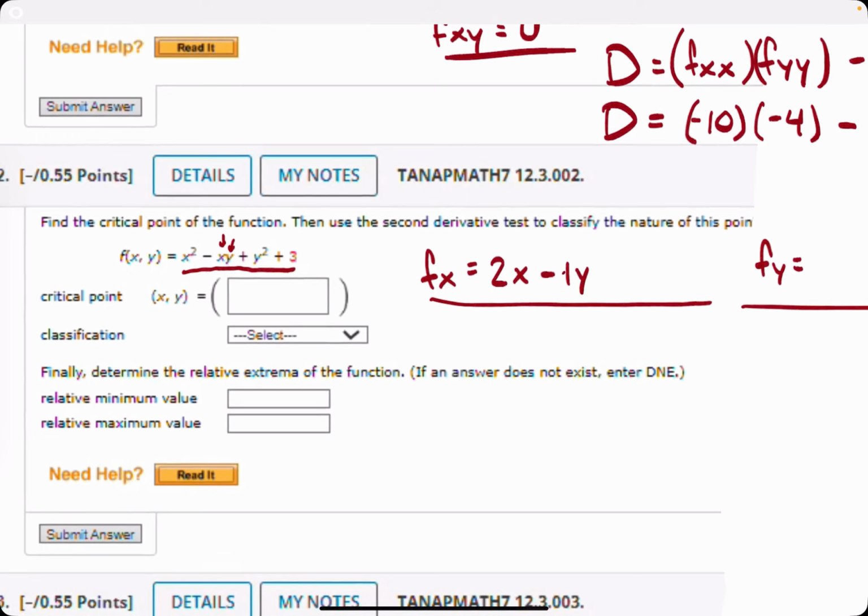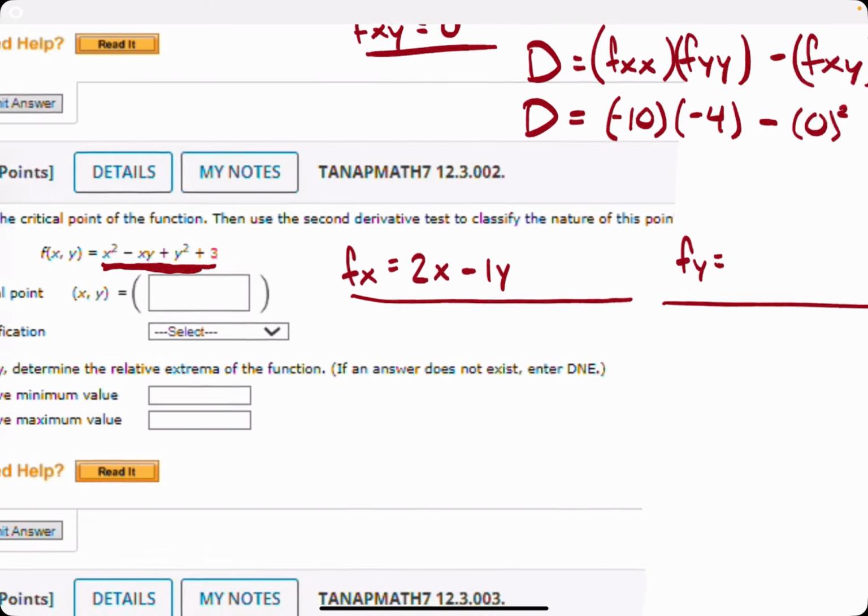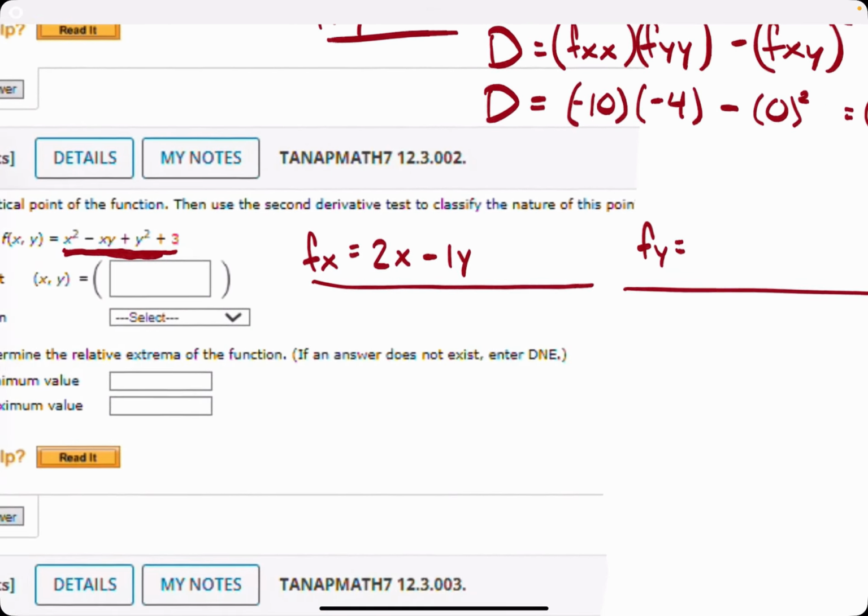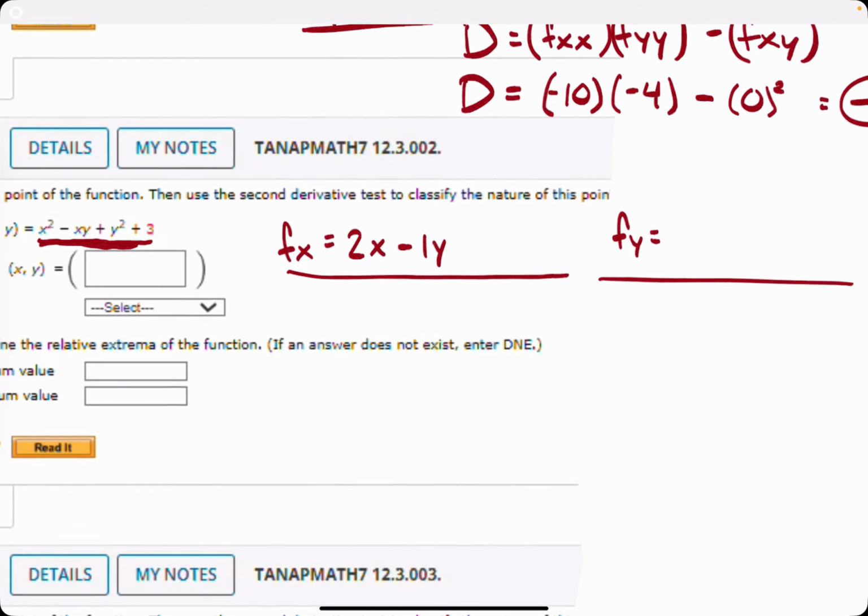So we have minus 1y. That's the derivative. This is all the derivative with respect to x. Now, restarting, looking at f, taking its derivative with respect to y to find fy, x squared goes to 0, minus x times y goes to minus x times 1. So minus x. And then plus y squared goes to plus 2y. So now we have fx and fy.